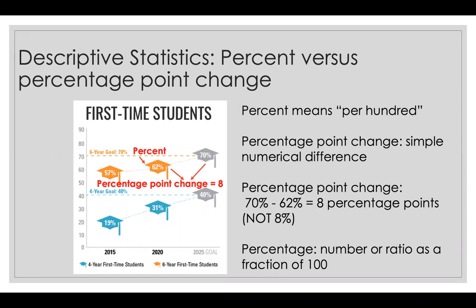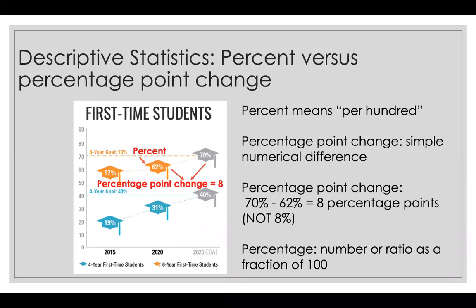So what I want you to just take note of here is that where we are now is 62%, but between 62% and 70% is a percentage point change of 8 percentage points. It's not 8%. And I know that might be a little bit confusing, but that's the correct language. So when you're thinking about a percent, you can say that. When you're thinking about a percentage point change, that is when you use subtraction. So again, 70% minus 62% is 8 percentage points.